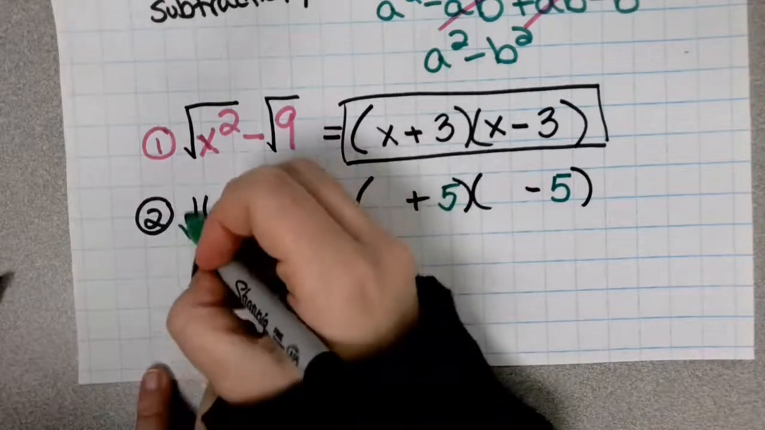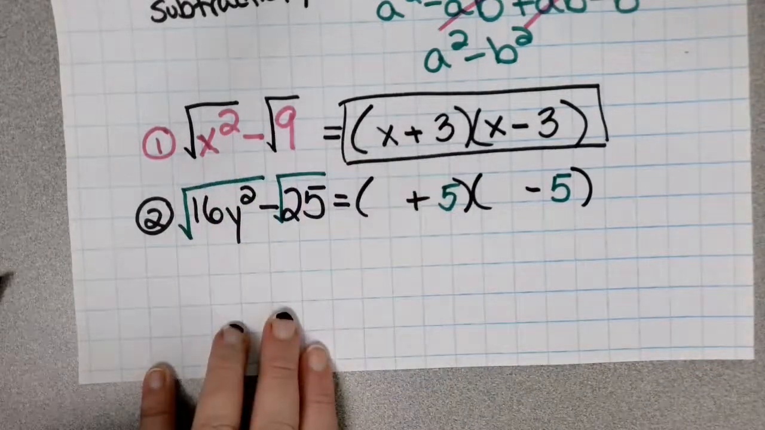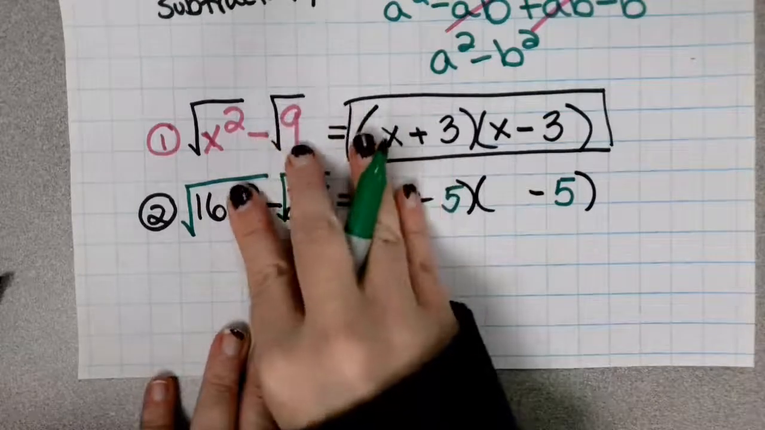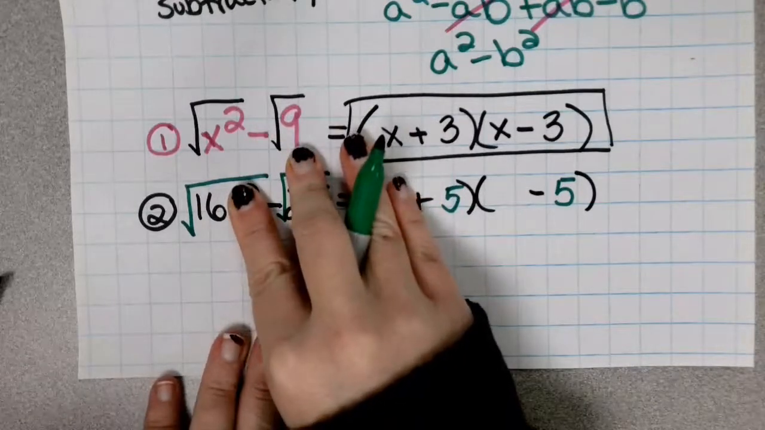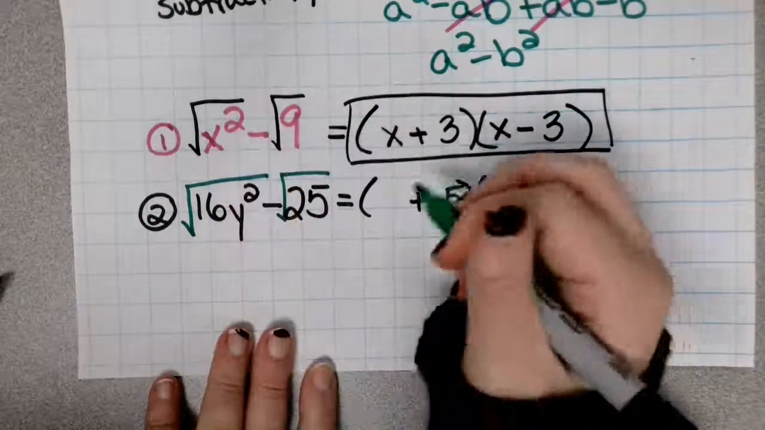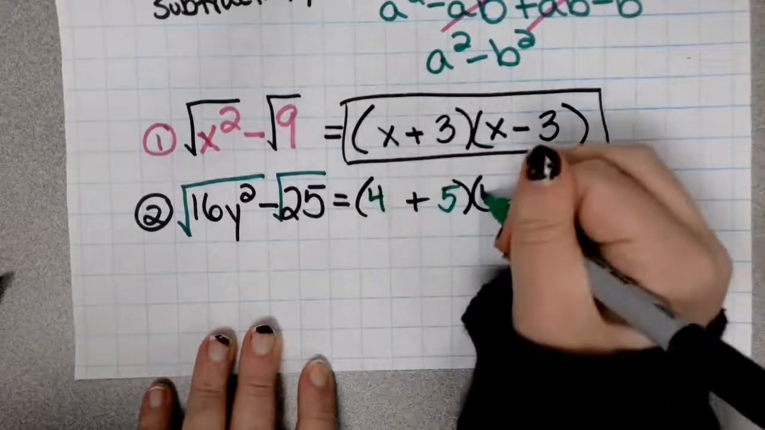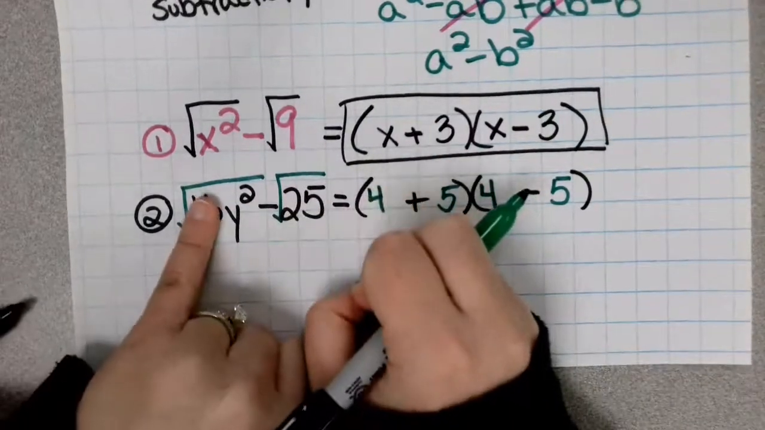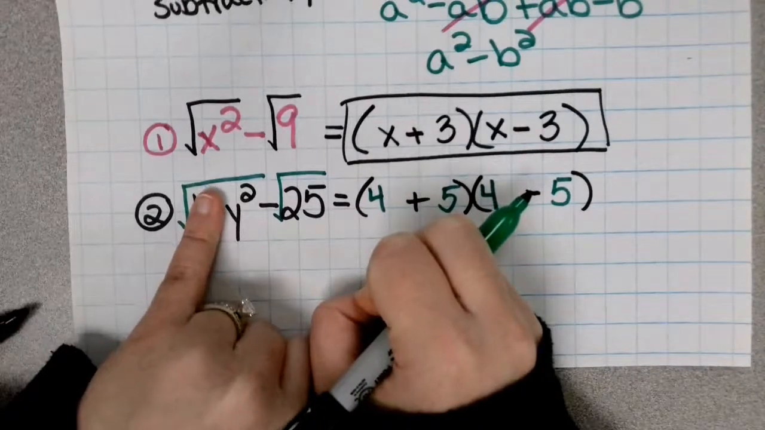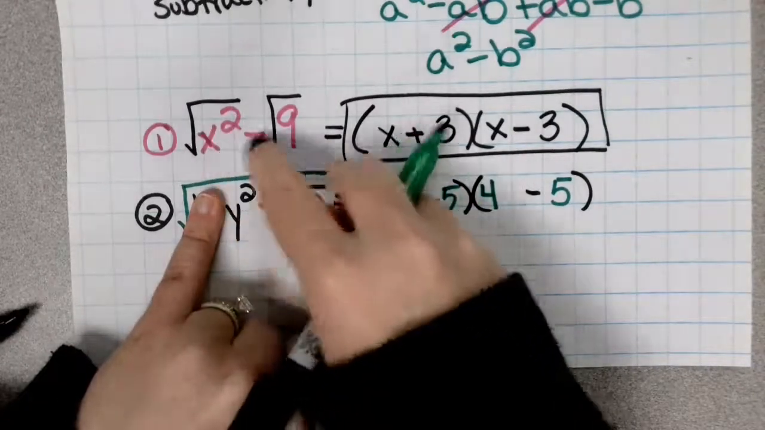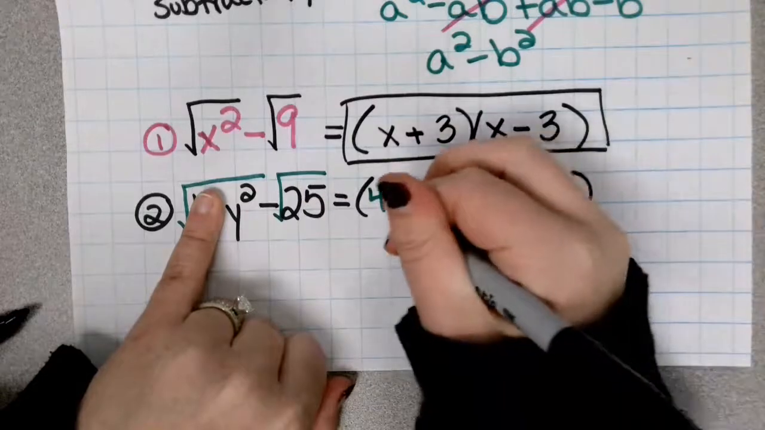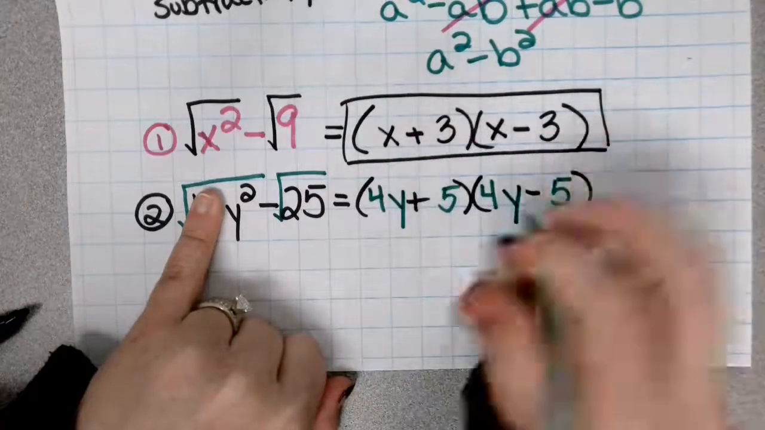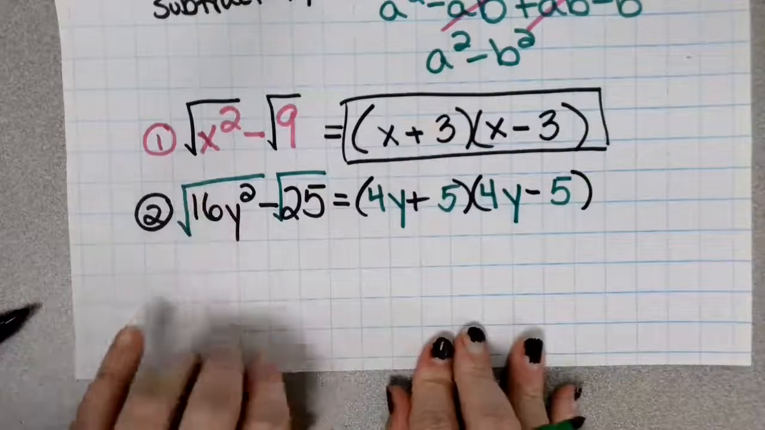I'm going to take the square root of this entire thing. So let's pretend the y squared isn't there. The square root of 16 is 4. The square root of y squared, so we already took the square root of the 16, just like in the first one, will just be y. And this is the factored form.